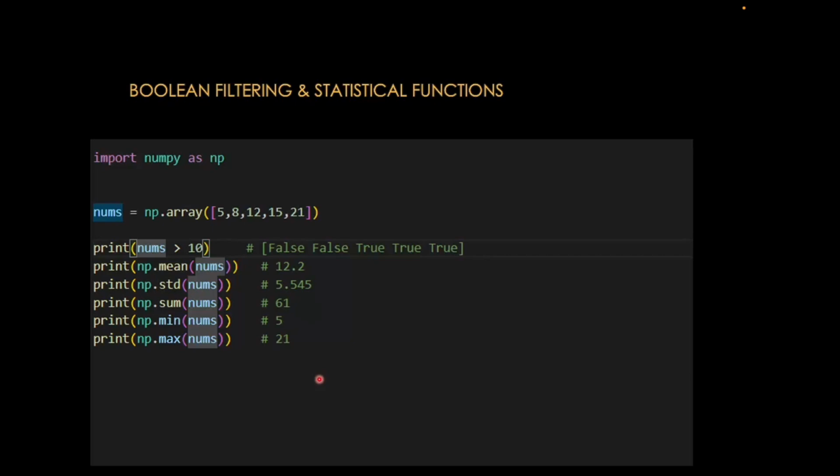We can perform different Boolean and stats operations on a NumPy array. For example, if we say mean, it will find the mean of all the values defined in nums. Similarly, standard deviation, sum, min, and max. It's very easy. Just use the predefined function from the library and pass the array. Rest, NumPy will handle it. If we want to do a Boolean operation, we can say nums greater than 10, then it will check this condition on each element and print values.